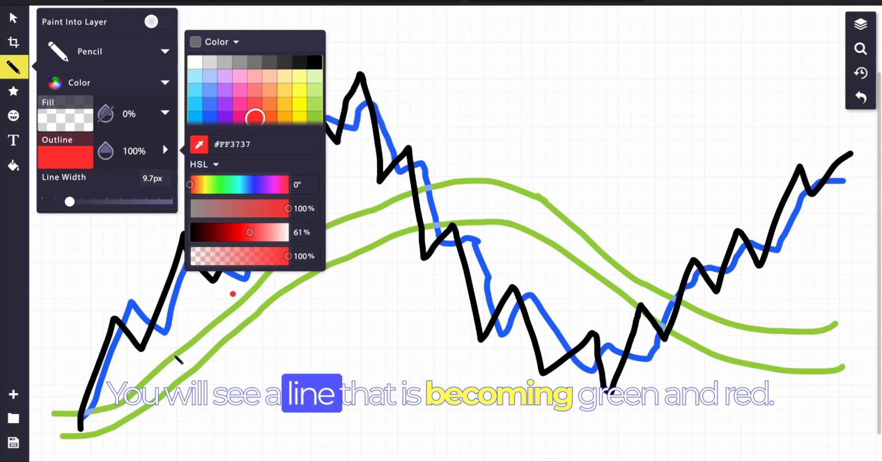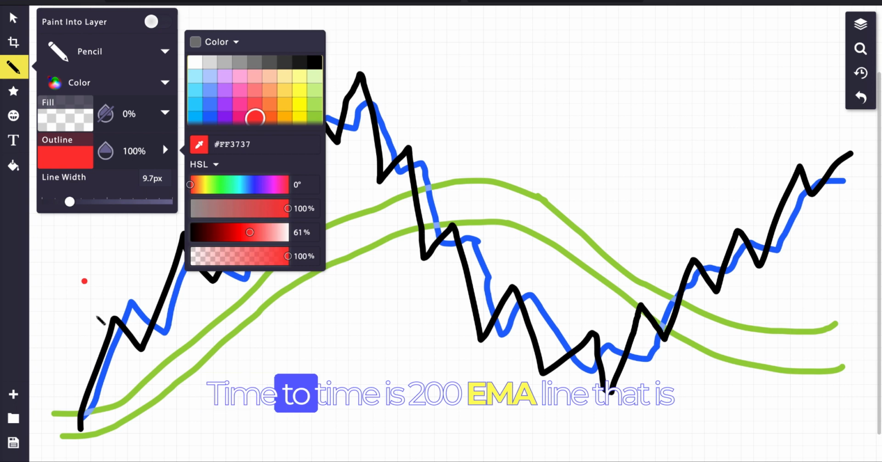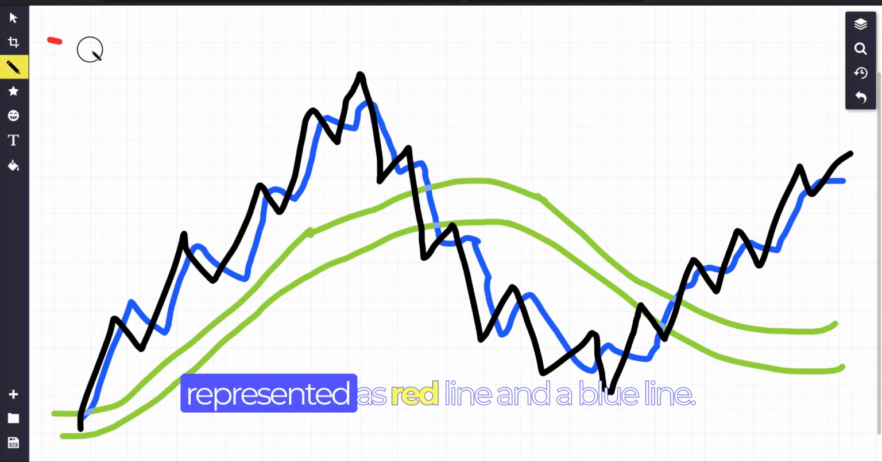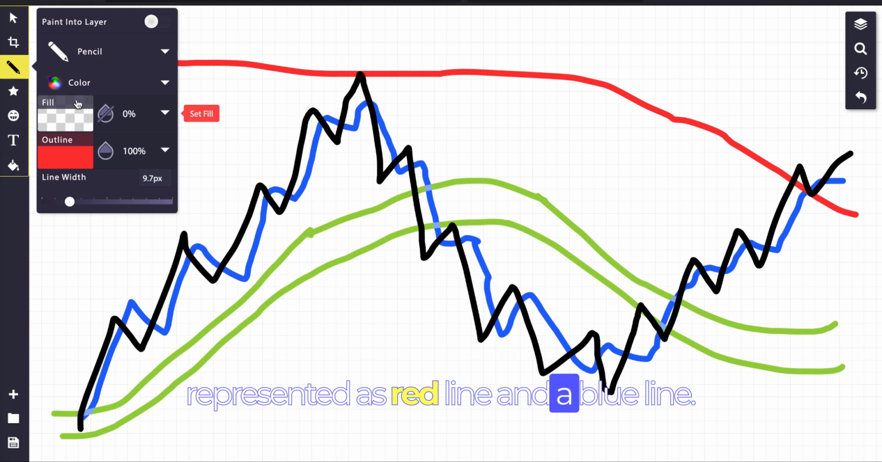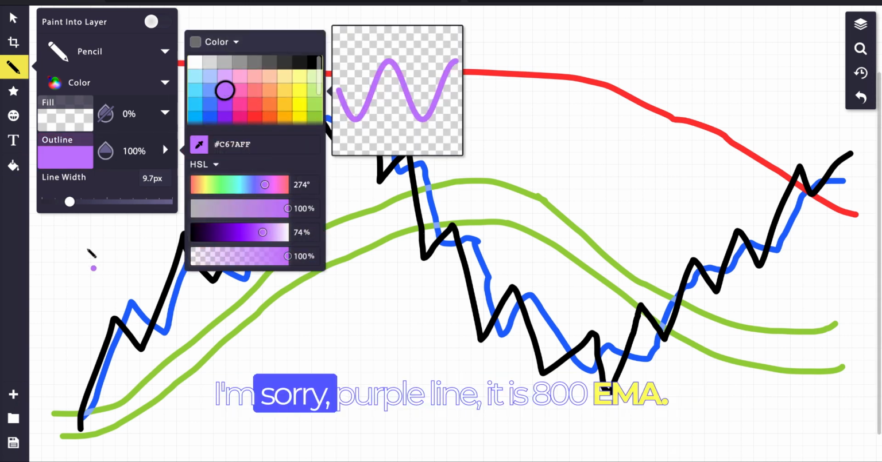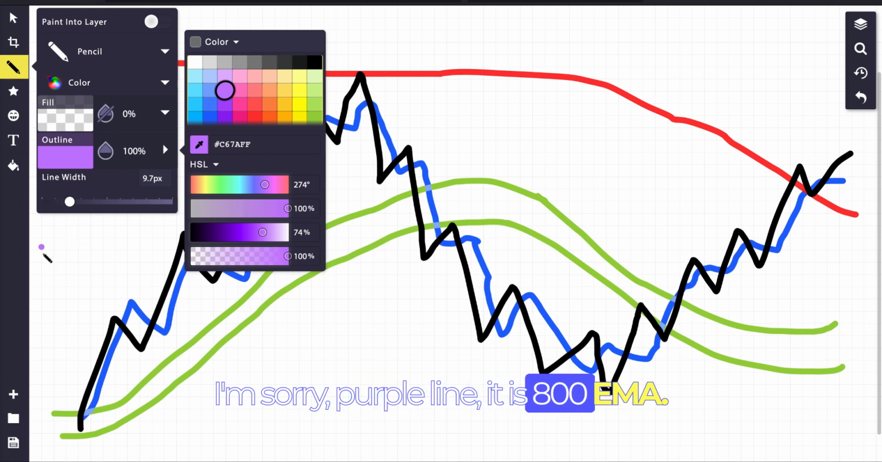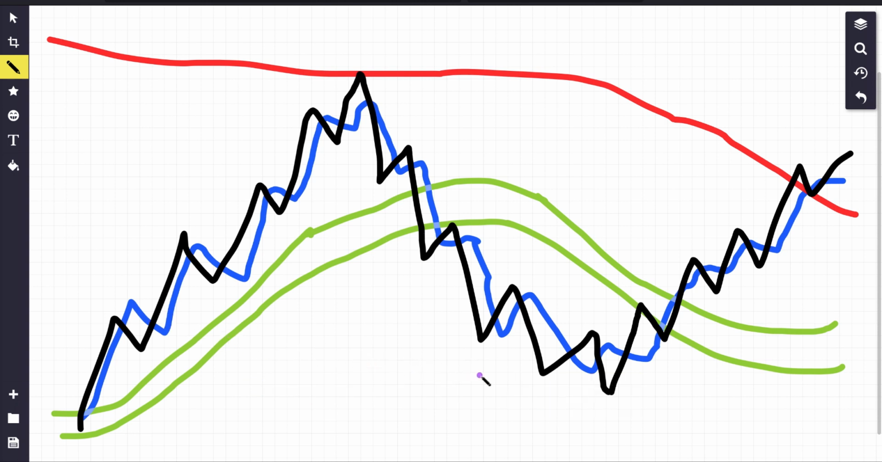You will see a line that becomes green and red from time to time. That is the 200 EMA line, represented as a red line. And the blue line, purple line, it is the 800 EMA that you can see in the chart. Right?